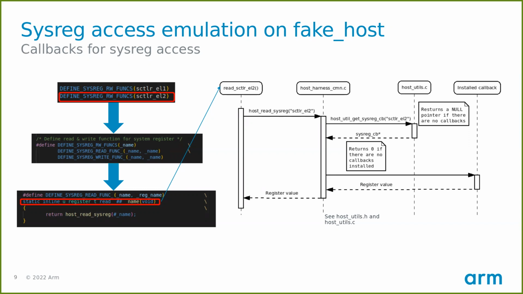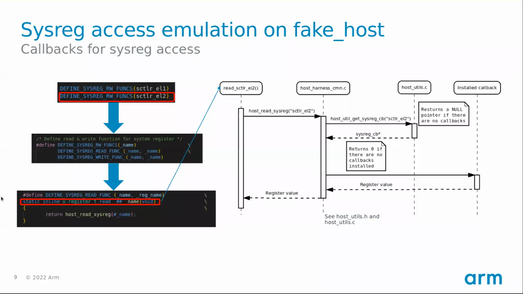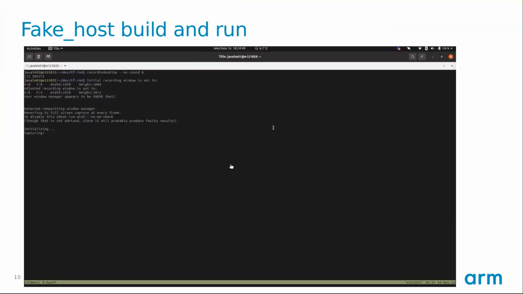I didn't want to go into much detail here. The next slide is actually a video in which I show how we can build and run the fake host, to give a demo. So I'm going to start the video. The first step you can see here is just to call CMake to configure the project. We want to build the host, the fake host.